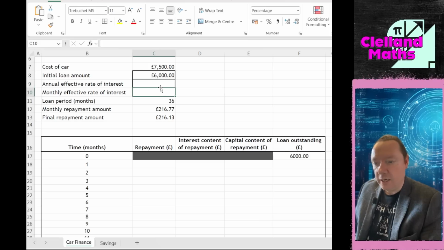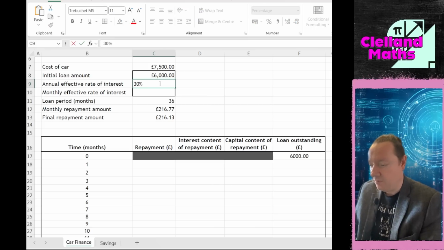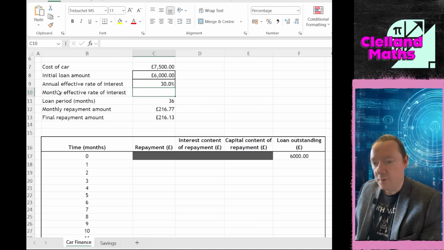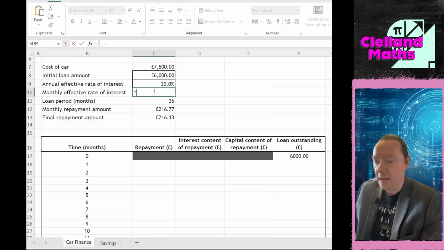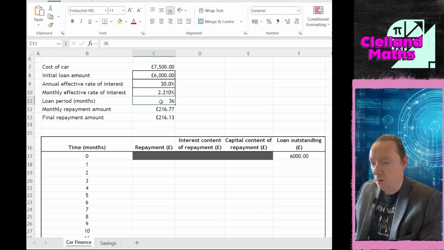Annual effective rate of interest. Well, it told us to work that out. So who knows? So I'm just going to guess one. 30% is my go-to guess for percentages. So I type 30. And now I need the monthly effective rate of interest from that. So that is the standard command: equals 1 plus our interest rate to the power of 1 over 12. And then you need to remember to take away the 1. And that will generate the monthly interest rate. Loan period is 36 months. It tells us the repayment and the final payment, so I need to copy that in.